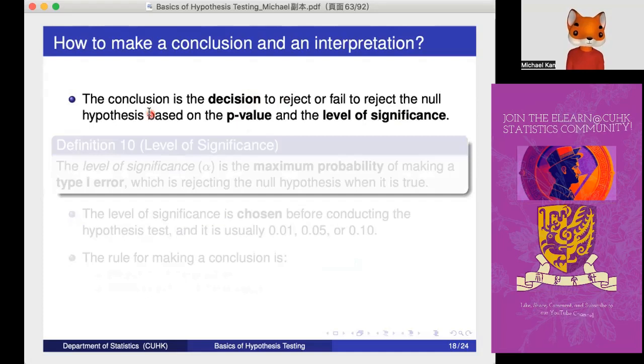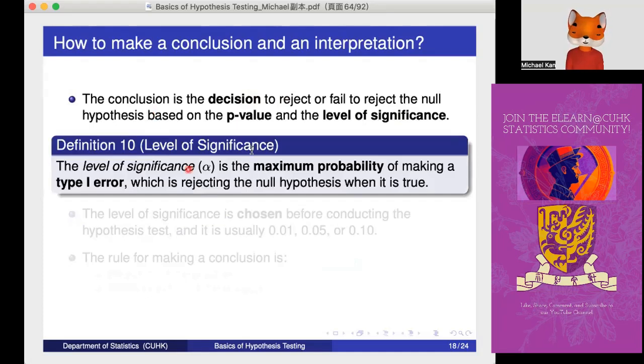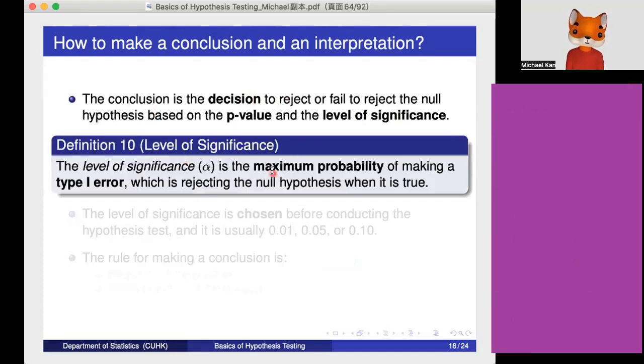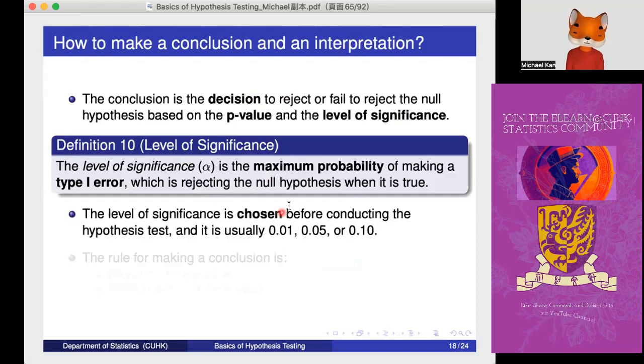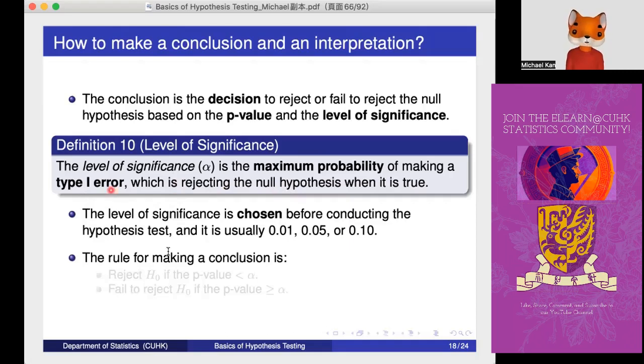Actually our conclusion is based on the p-value and the significance level, in deciding whether we reject the null hypothesis. We use alpha to express the significance level. It is a probability decided in advance. That's what we are willing to accept as the maximum chance of a type 1 error. What is a type 1 error? It is when the null hypothesis is right but we mistakenly reject it. This is a type 1 error.